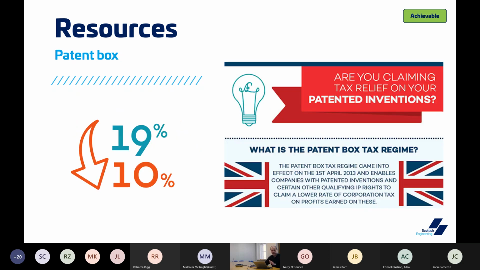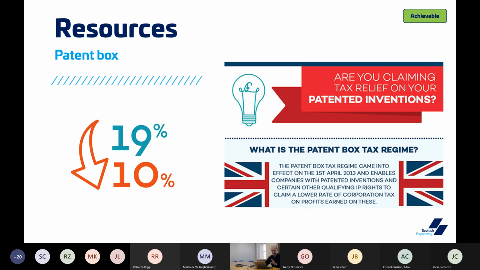The other one is for those of us who are lucky enough to have a patent, is looking at patent box. And if your product has a patent, or your product is manufactured with a patent in its manufacturing process, then you've got an opportunity to decrease your corporation tax from 19% to 10%. So that gives you another option.